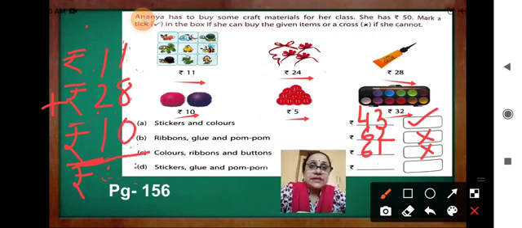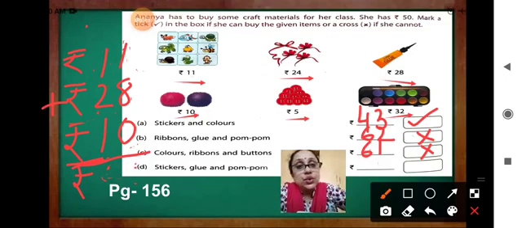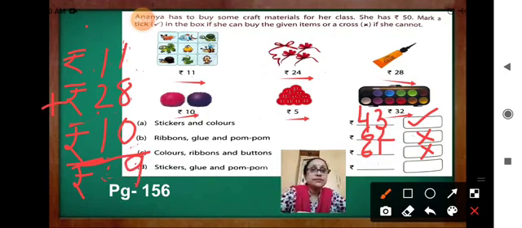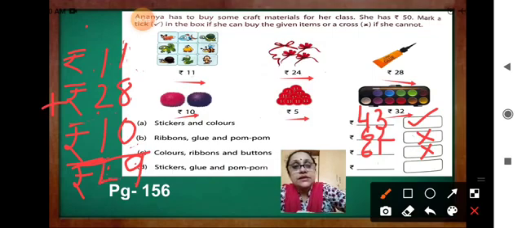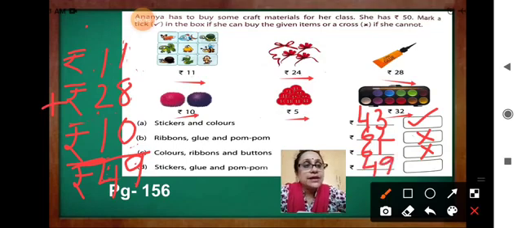Now, let's add rupees 11 plus rupees 28 plus rupees 10. Now, 1 plus 8 is 9. 9 plus 0 is 9. Correct? You all are getting? Okay, now 1 plus 2 is 3 and 3 plus 1 is 4. So your answer is rupees 49. She is having rupees 50. So she can buy or not? Yes, she can buy. Correct?